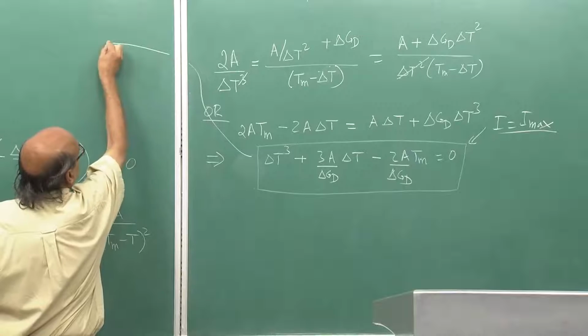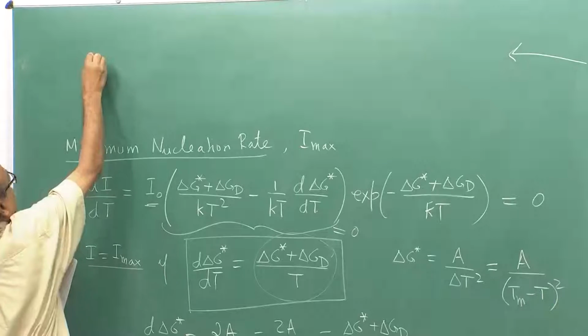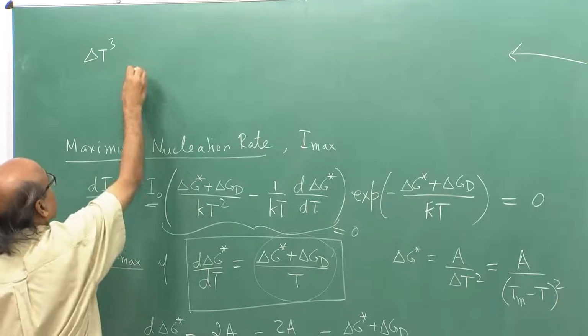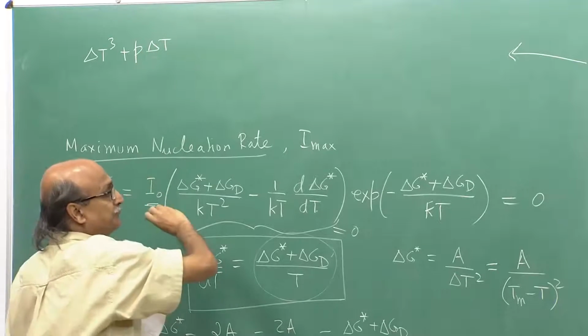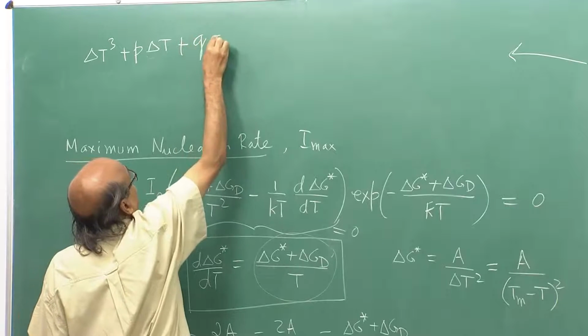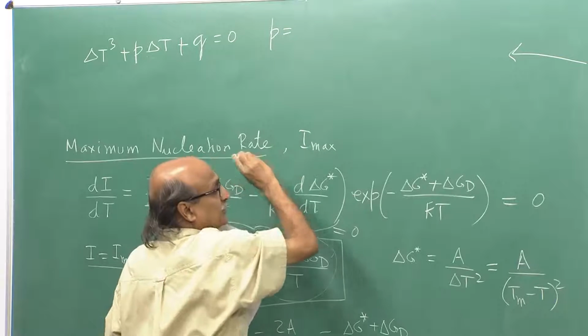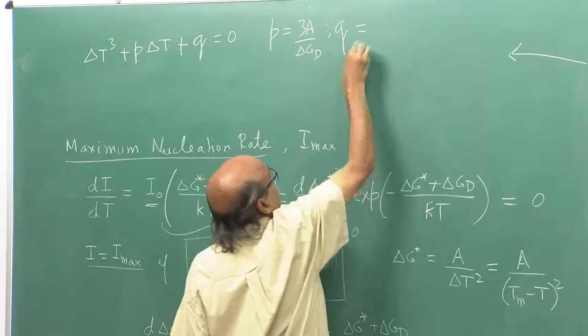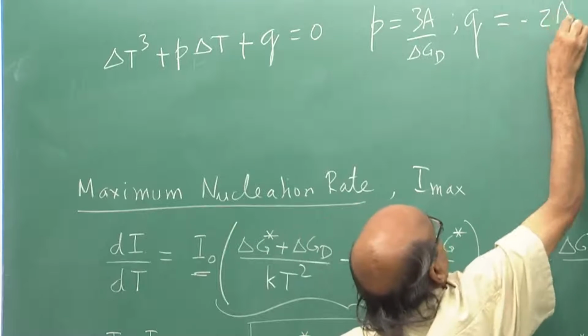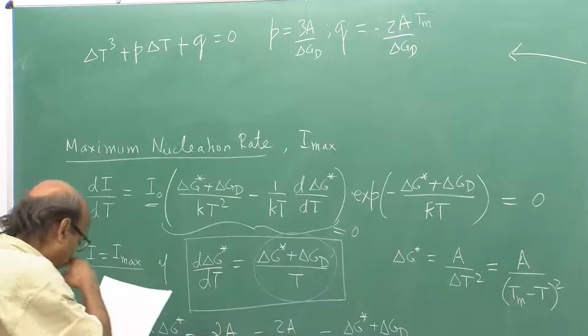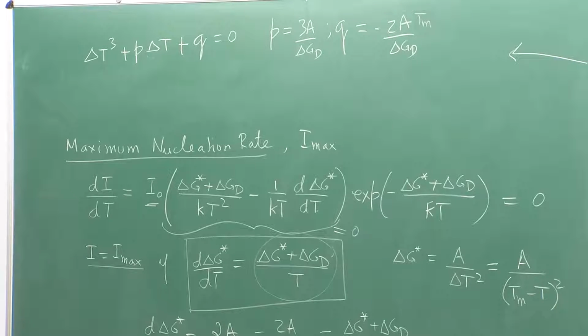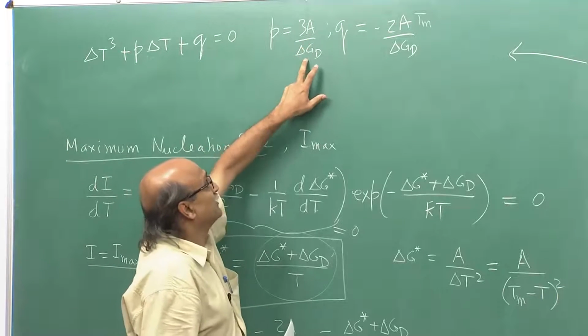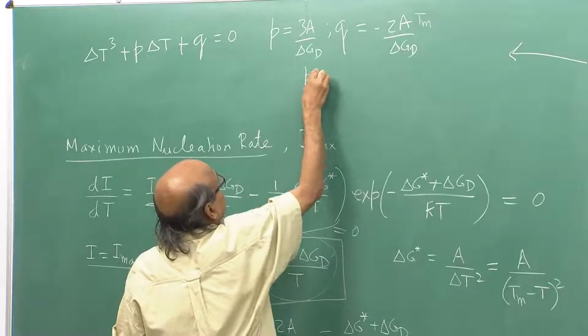If I write this relation in this form, delta T cube plus p delta T minus or plus q equals 0, where p equals 3A upon delta GD and q equals minus 2A Tm upon delta GD, then the solution for this equation is, if I look at the sign of p, A is positive, delta GD is positive, hence p is greater than 0.